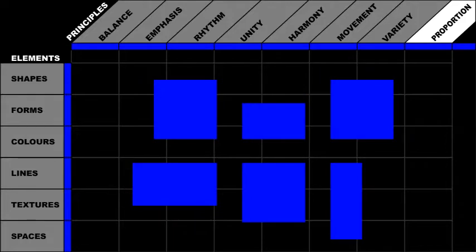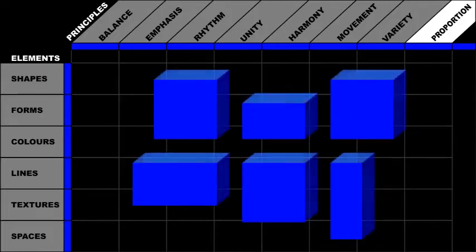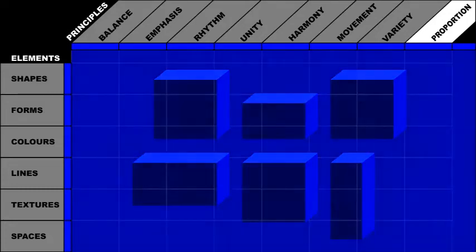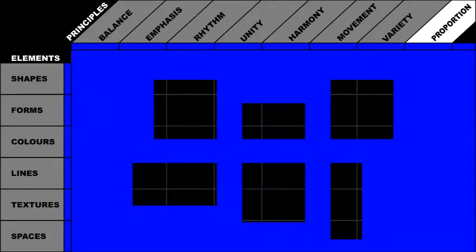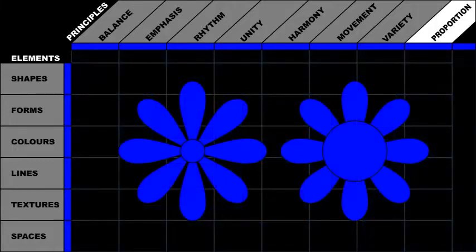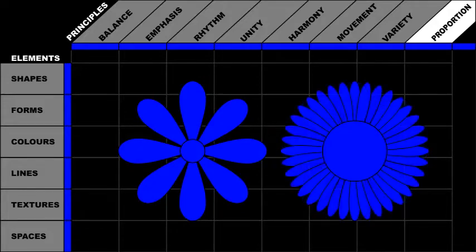We can scale shapes disproportionately and distort their likeness. The shapes will no longer look similar. The same can be said for three-dimensional forms, or space. Proportion also describes the relationship between objects with respect to number or amounts. The number of flower petals here is equal or proportional. The number of flower petals here is disproportional.